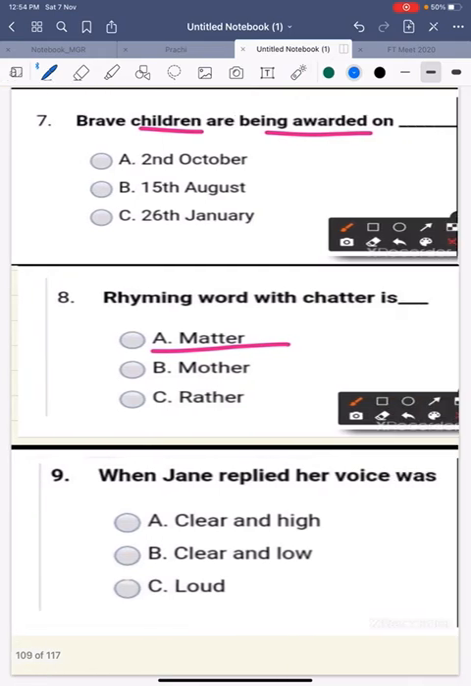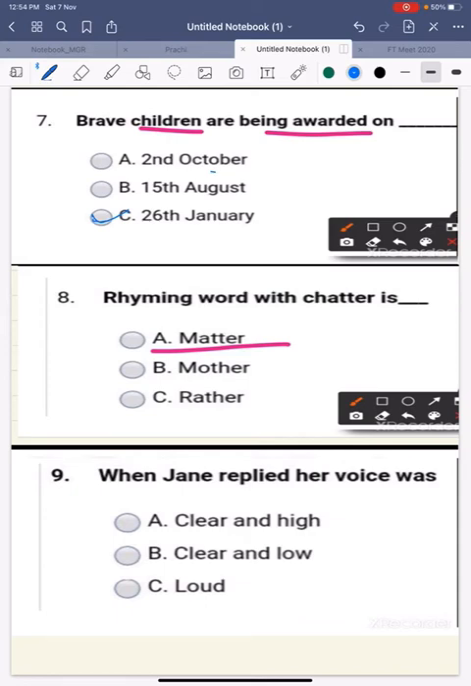Next question. Brave children are being awarded on. On which day brave children are awarded? 2nd October, 15 August or 26 January? On 26 January. जब परेड होती है तभी ब्रेव चिल्ड्रन को अवार्ड दिया जाता है. सो ऑन 26 जनवरी this award is given to brave children.